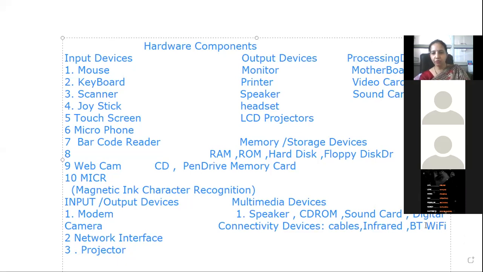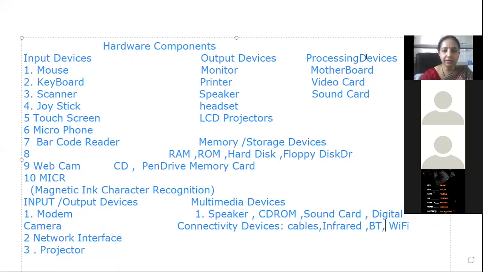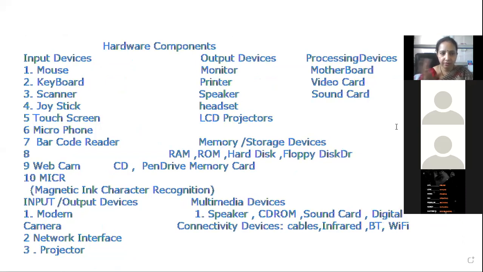Will you be able to manage till this? If any words are not clear, you can go through Google and search it out and read its explanation. But overall, whatever will be asked, it will be like: write three output devices, what are processing devices, name them, multimedia devices, input output devices. It can come for 1 mark. Is it fine?